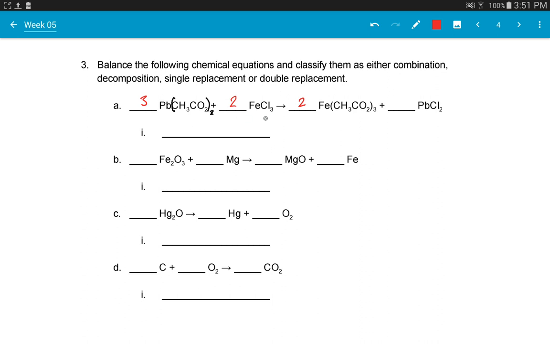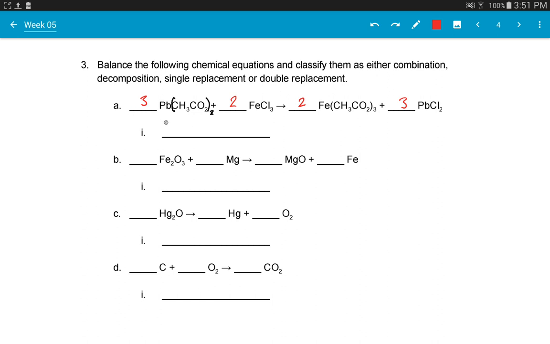Then if we look at the chlorides, the only element that we haven't dealt with yet, other than oxygen and hydrogen, we have 6 on the reactant side. So if we put a 3 in front of the last chemical, we would have 6 chlorines on the product side. Finally, we look at hydrogen. We have 9 on this side, 18. 3 times 3 times 2. We have 18 hydrogens on the reactant side. We have 2 times 3 times 3. 18 hydrogens on the product side.